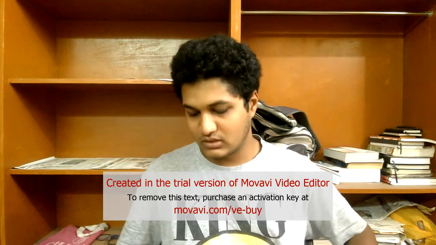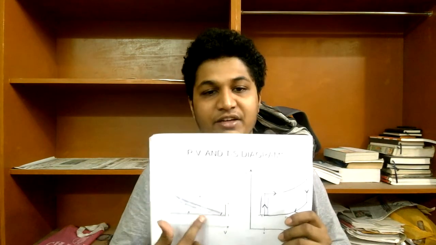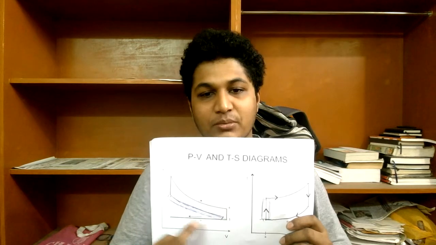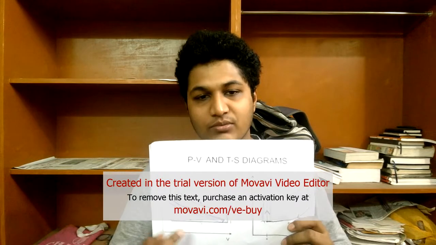Now, let's have a look at the PV and TS diagrams for an Otto cycle so that things will be much clearer. So over here you can see that I've highlighted the first stage, which is the compression stroke, in both the PV and TS diagrams.